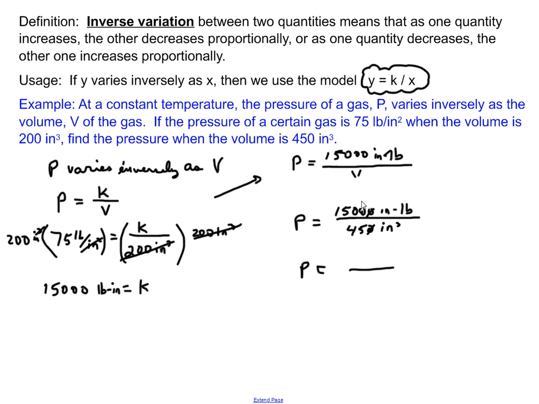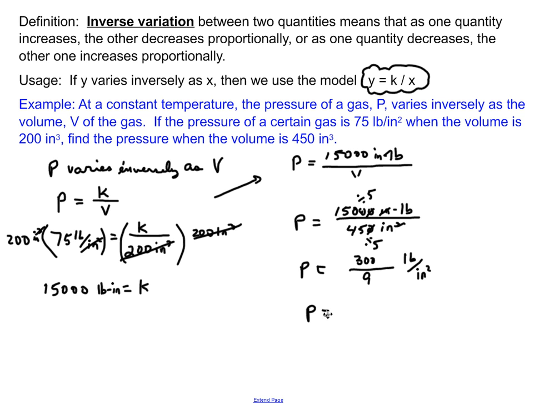Let's say, well, both of them are definitely divisible by 5. Divide by 5. So 1,500 divided by 5, what's that going to be? Well, that's 300. 45 divided by 5, well, that's 9, right? And by the way, when we take inches divided by inches cubed, that's inches squared, so we're left with pounds per square inch, which makes sense for a pressure.